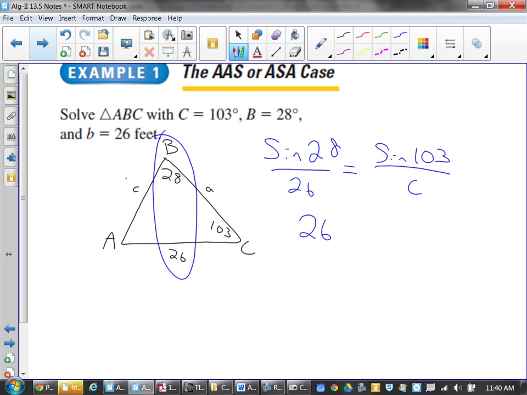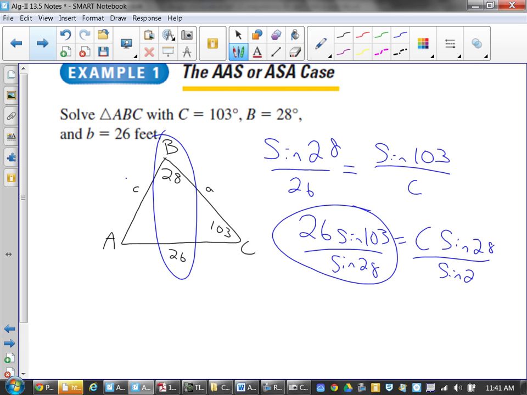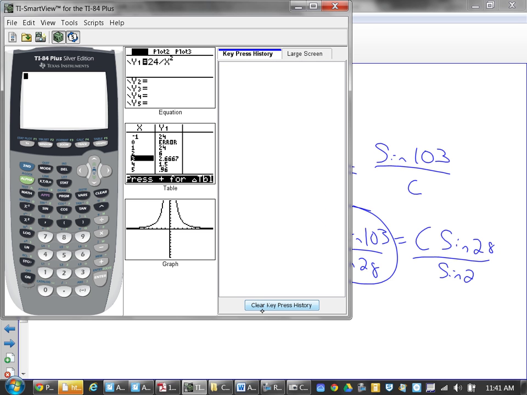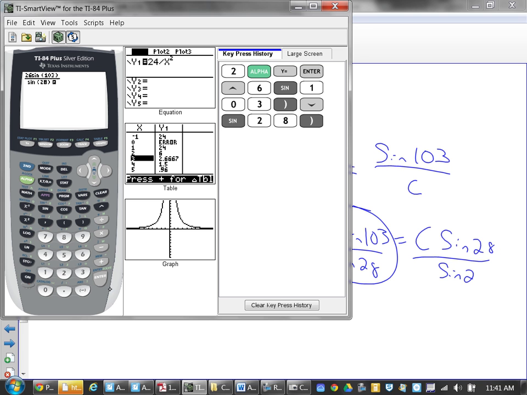Cross multiplying out, I get 26 sine of 103 is C times the sine of 28. And divide by the sine of 28, because remember, the sine of 28 is just some crummy decimal. So my value of C is going to be that. Just use your calculator, put it as a fraction and type it all right in: 26 sine 103 over sine 28. And there's your side length.